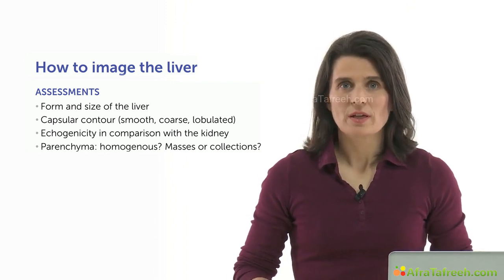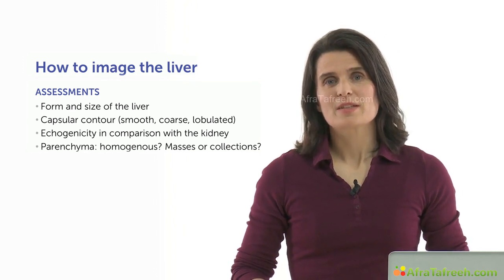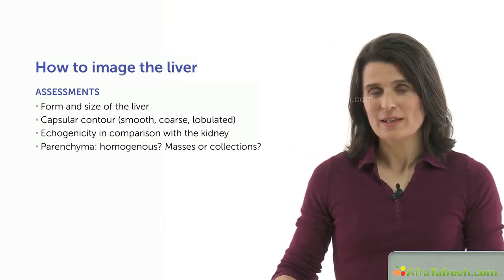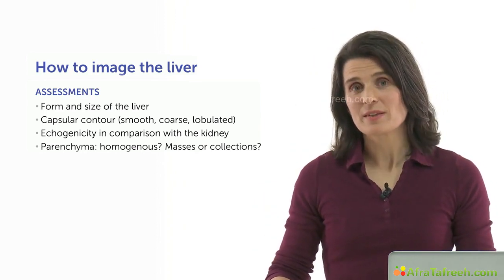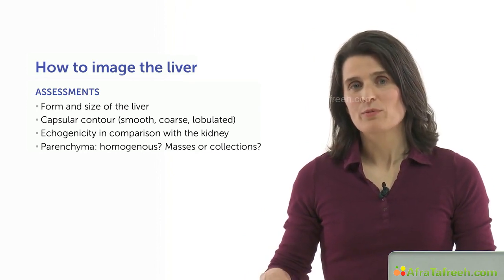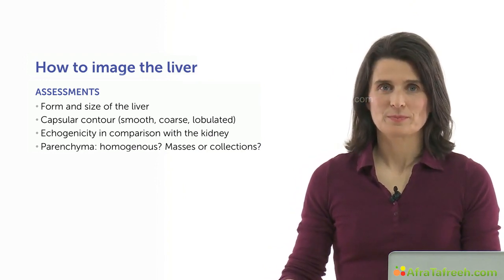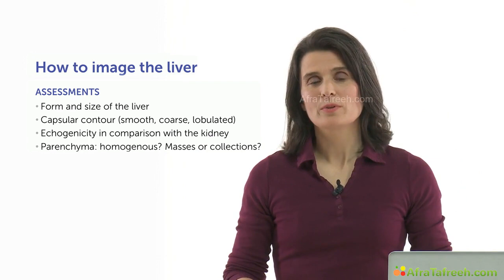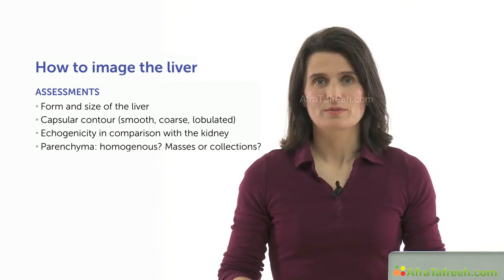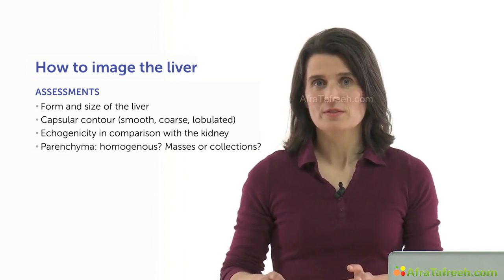Also important is to evaluate the echogenicity of the liver, especially in comparison with the kidney. Normally, the liver should have the same reflectivity as the parenchyma of the kidney, but it can be, for example, brighter when the patient has got steatosis. The next thing we want to know is if the parenchyma of the liver is homogeneous, because we want to find masses or collections if they are there.